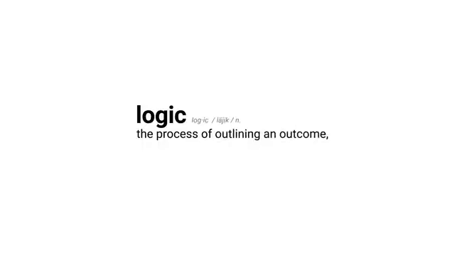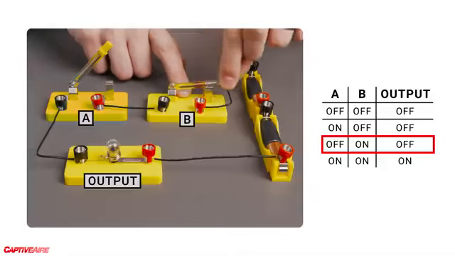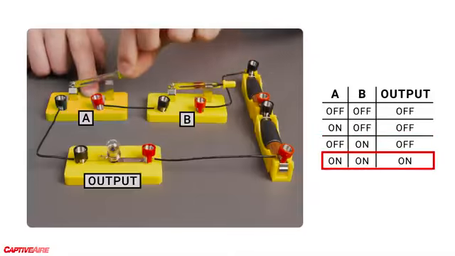Logic refers to the process where you outline what the outcome should be given a particular set of inputs. And think about inputs as just different scenarios that can come up. So I can tell you, if this happens and this happens, then what should be the result? So how do we go from this very basic manual logic to something like a computer?